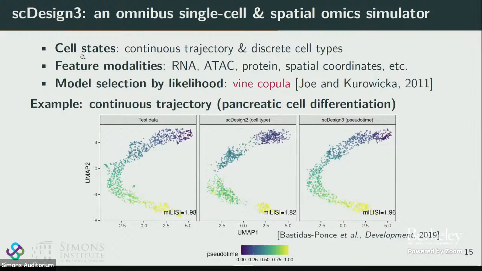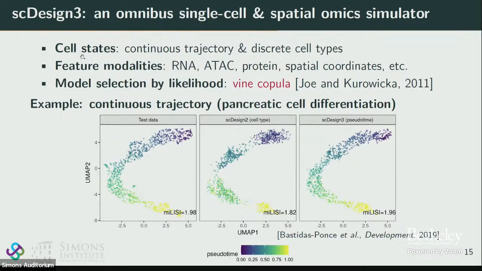So this is our version 3. We call this scDesign3, which I call the omnibus single cell spatial omics simulator. What it can achieve is that the cells can follow continuous trajectory in addition to discrete cell types. And the feature modalities have been generalized from RNA-seq to more features like open chromatin, protein, spatial coordinates. And also we can allow model selection by likelihood. So our simulator, after fitted to real data, can output a likelihood. Then we can use criteria like BIC for model selection. So this is a quick snapshot of what the new simulator can do.